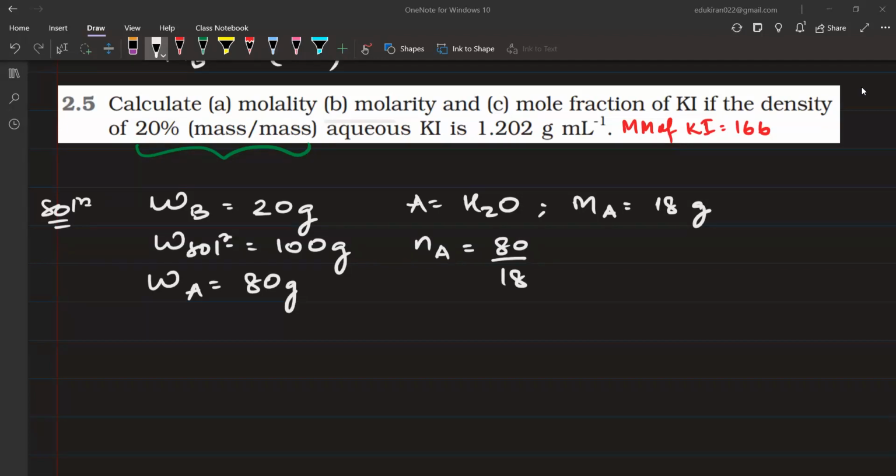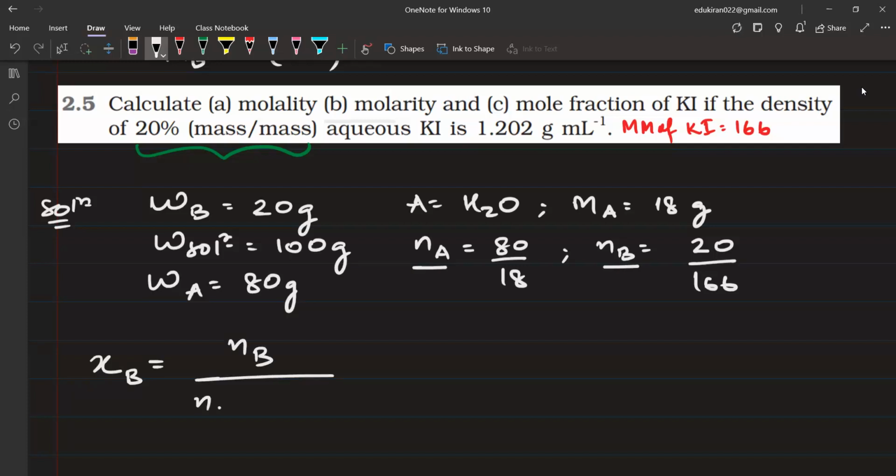Okay. I also have the mass of solute. So I can calculate the number of moles of B, which will be equal to how much? It will be equal to 20 divided by 166. So, oh my God, I have the number of moles of A and the number of moles of B. Then I can easily find chi B, the mole fraction of the solute, which is equal to the number of moles of B divided by the number of moles of A plus the number of moles of B.